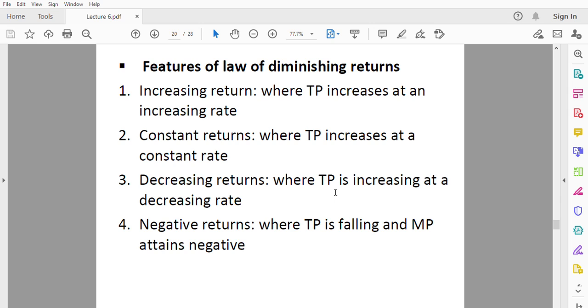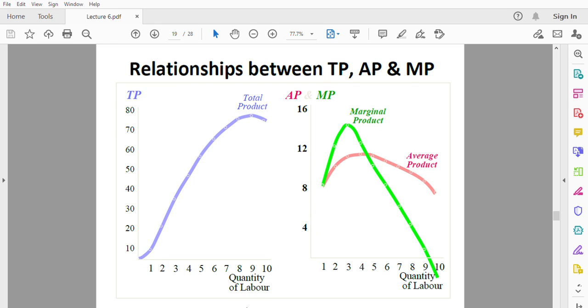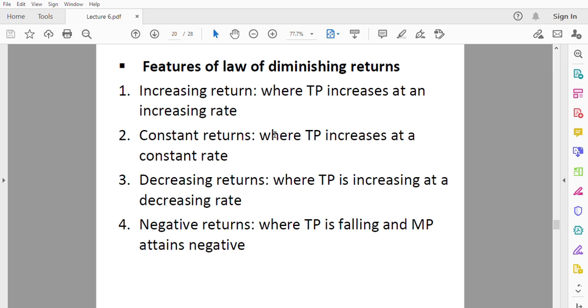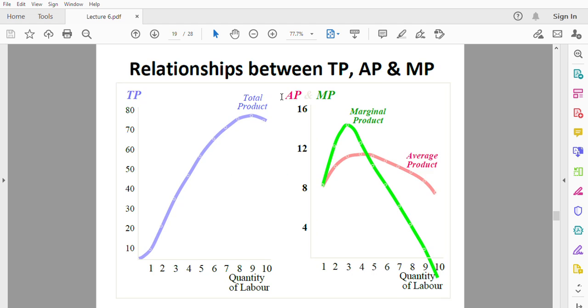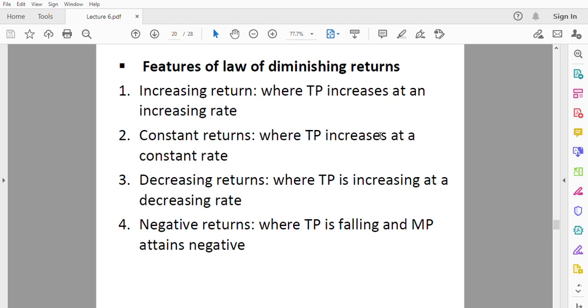Okay, so let's look at features of the law of diminishing returns. The first feature is increasing returns. Increasing returns is where TP, that is total product, increases at an increasing rate. From the beginning, it increases very steeply, very sharply. That is an increasing return. I would want you to note that increasing returns is also where marginal product is increasing. So when marginal product is increasing, the total product is increasing at an increasing rate, and that is increasing returns.